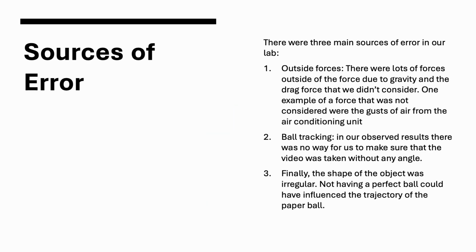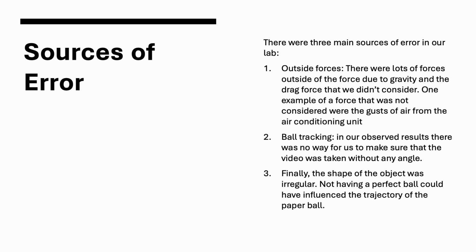Now let's talk about the sources of error. There were three main sources of error in our lab. First was outside forces. There were lots of forces outside of the force due to gravity and the drag force that we didn't consider. One example of a force that was not considered were the gusts of air from the air conditioning unit.